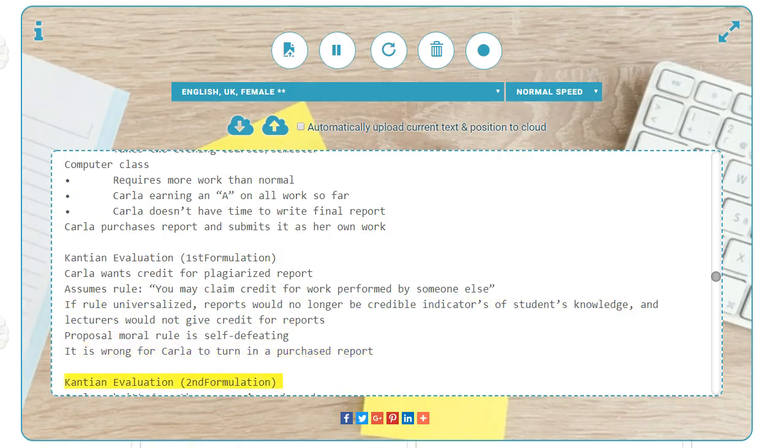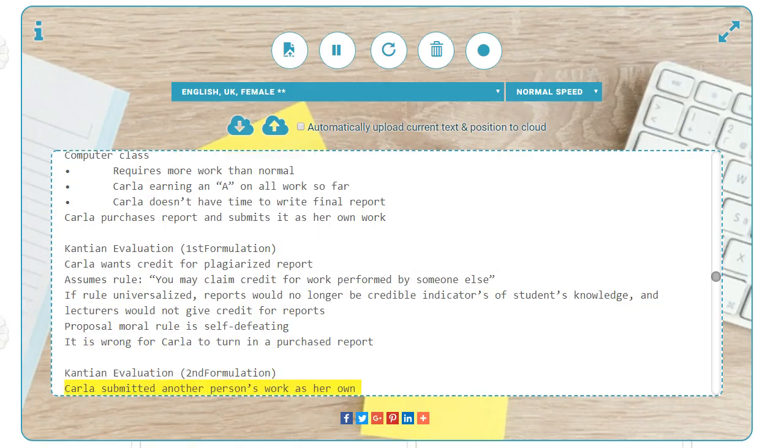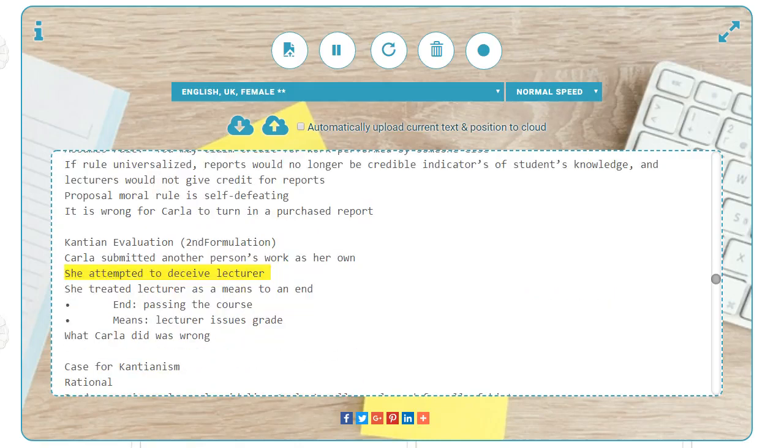Kantian evaluation, second formulation. Carla submitted another person's work as her own. She attempted to deceive the lecturer. She treated the lecturer as a means to an end. The end is passing the course; the means is the lecturer issuing a grade. What Carla did was wrong.